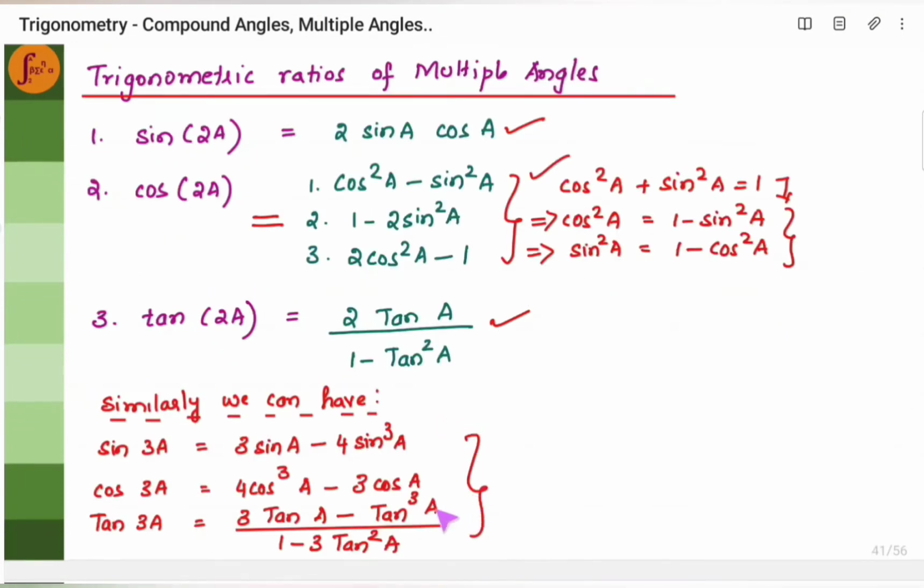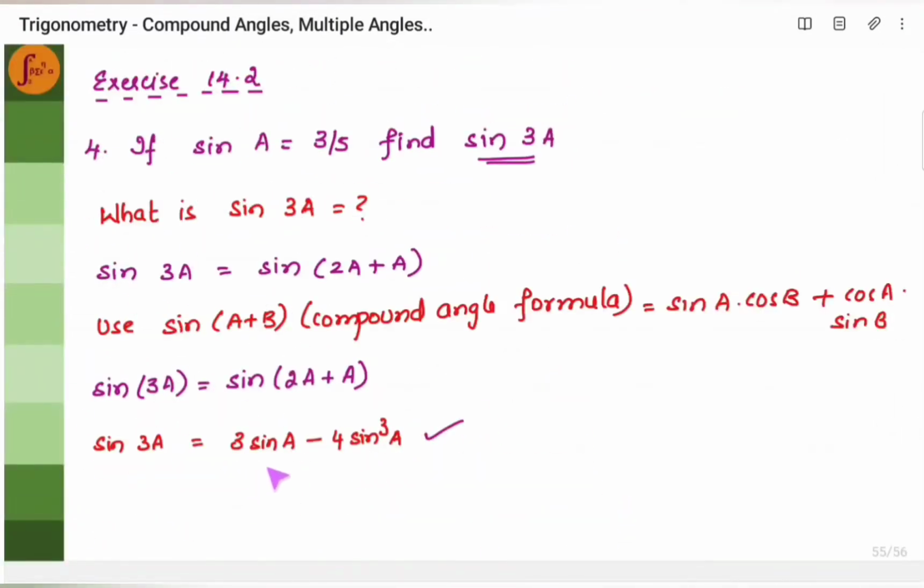You can always memorize these formulas, sine 3A, cos 3A, tan 3A. You can directly use this formula and get the answer. But I will go through the method of derivation, because in case you don't remember the formula, you can use the derivation. But if you remember the formula, use it directly. I'll teach both the methods. If you can remember the formula, directly substitute.